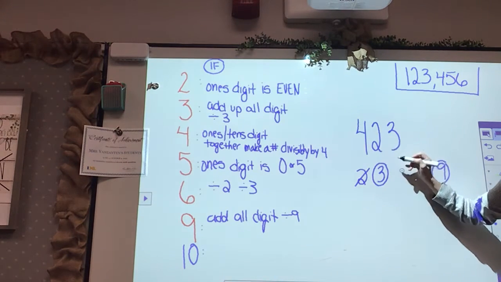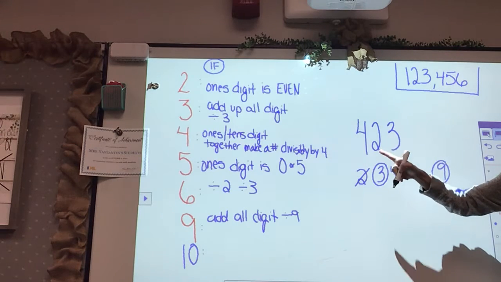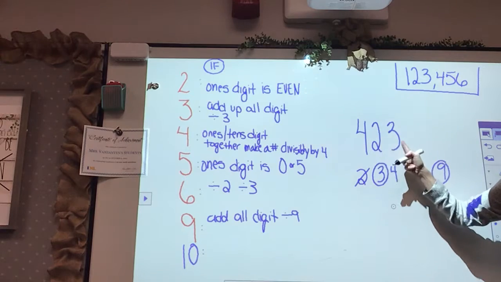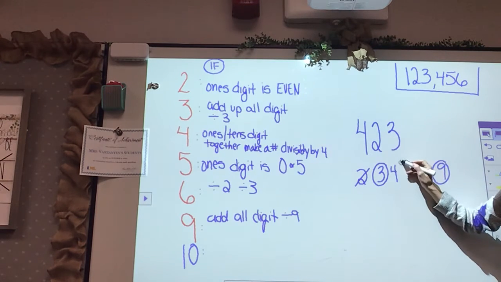Okay, is this number divisible by 4? Let's see. The rule says if you look at the ones and the tens digit, do they make a number that's divisible by 4? No. No, so 4 doesn't work.